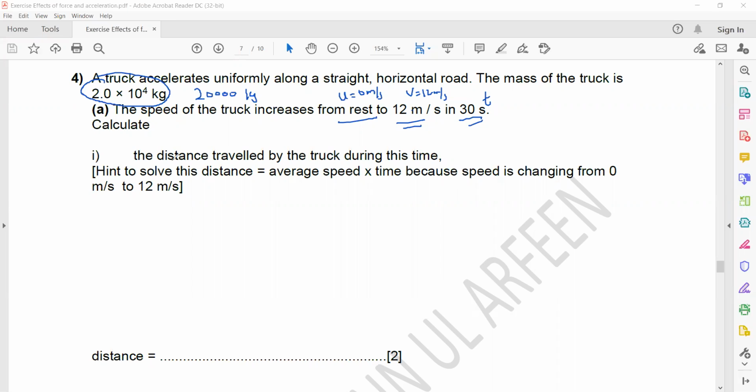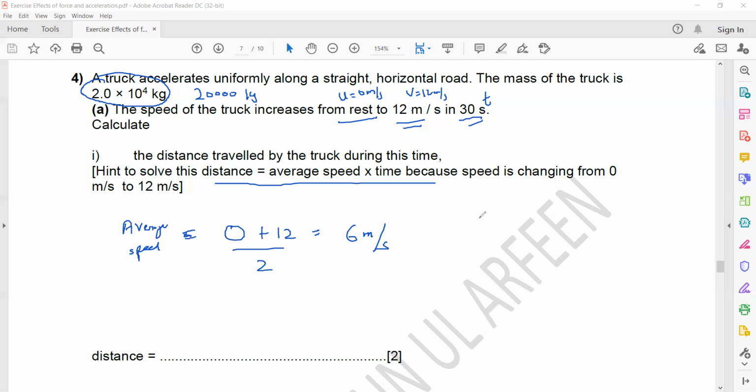In the question, we need the distance traveled by the truck during this time, so first we have to calculate the distance. The hint to solve this is that distance equals average speed multiplied by time, because the speed is changing from 0 to 12 meters per second. How do we take an average of the two speeds? We sum them, add them, and divide by 2. So 0 plus 12 divided by 2.